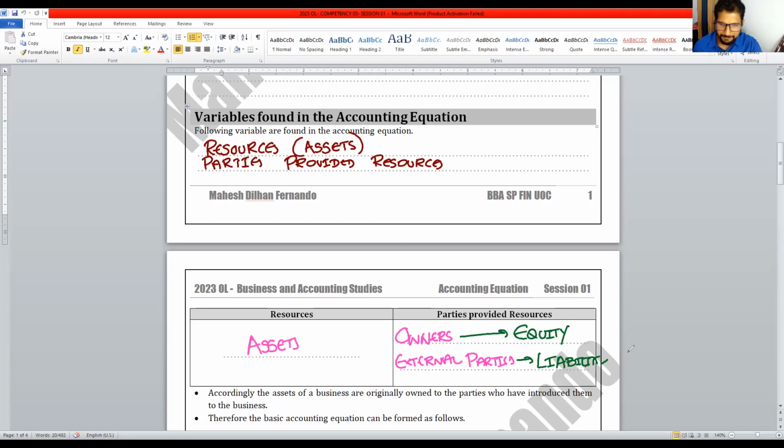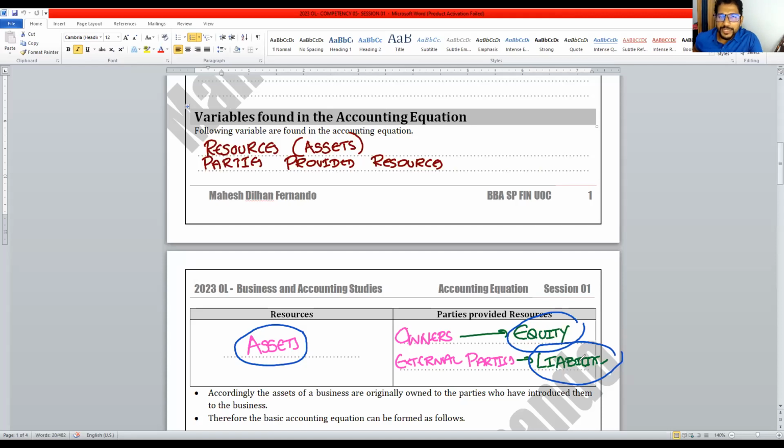Right? By using these three words, assets, equity, liabilities, can you form the accounting equation? Anyone in the class? How do you form it? How do you develop that equation by using these three words?